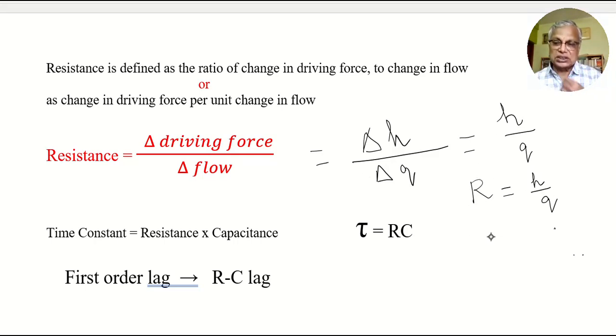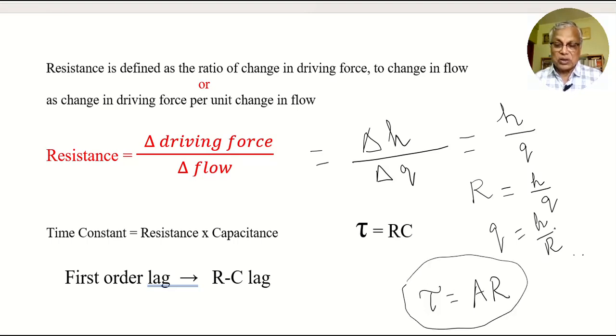And if you recall our discussion and derivation, we have taken Q equal to H by R in the derivation of transfer function for tank. Both are same. So R equal to H by Q by this equation, and it's the same as Q equal to H by R. And what was the time constant that was shown in the derivation of transfer function for the liquid flow through tank? In the transfer function, the time constant for the tank was A into R, right? A into R. So that is the same here.